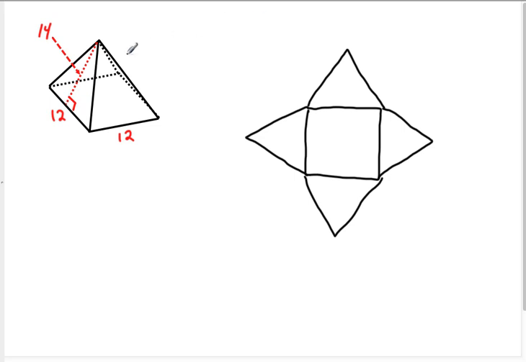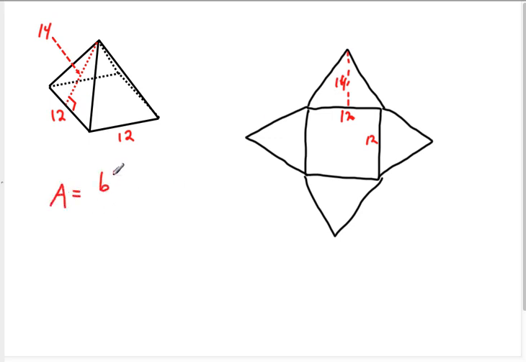And the height of all these triangles is 12. Nope, that's a lie, it is 14, as labeled right here. 14 is the height. And the base is 12, so 12. And since it's a square, the 12 goes all the way around. Alright, so each triangle is 14 times 12 divided by 2.